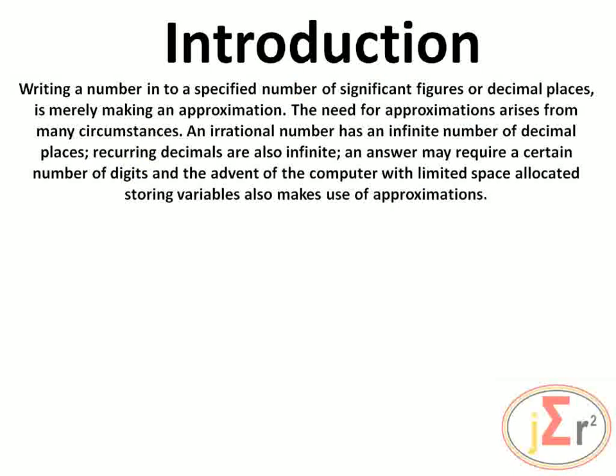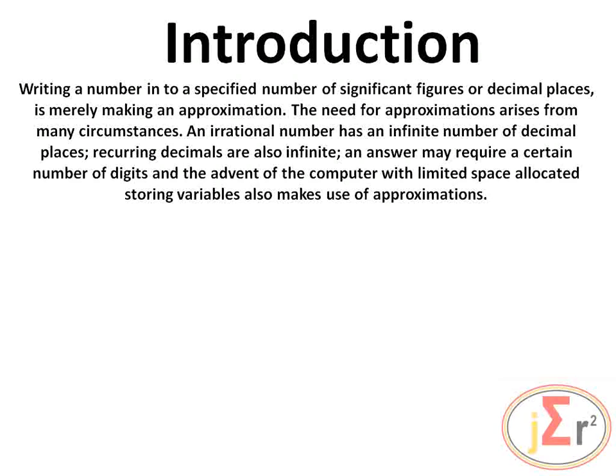Writing a number to a specified number of significant figures or decimal places is merely making an approximation. The need for approximations arises from many circumstances. An irrational number has an infinite number of decimal places. Recurring decimals are also infinite.